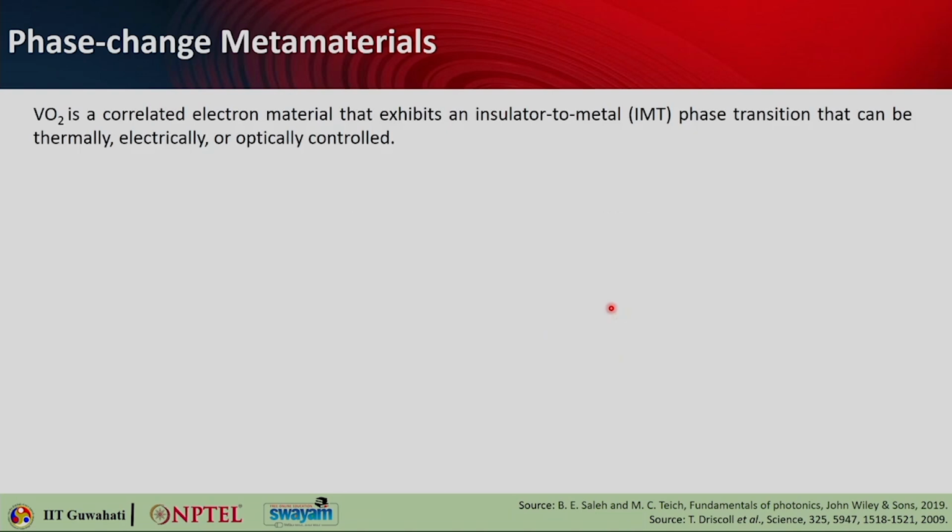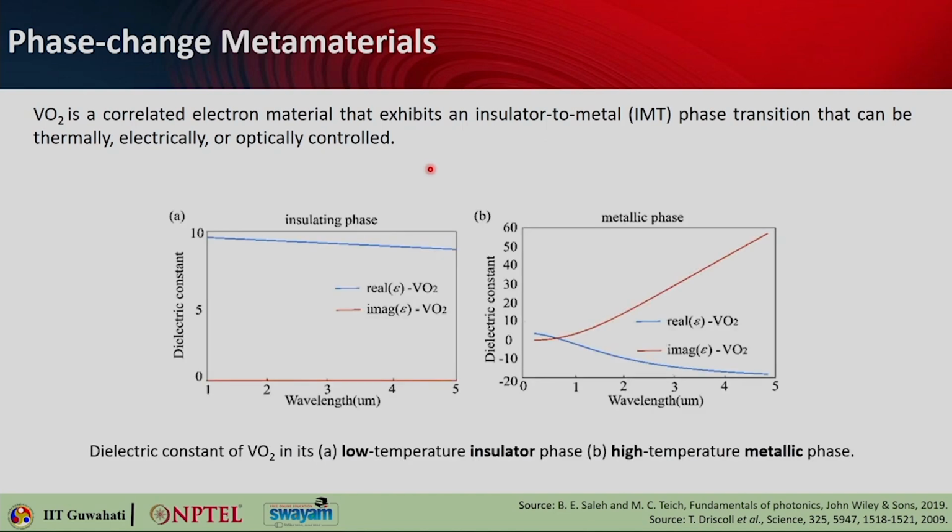So, here we understand that VO2 is basically a correlated electron material that exhibits an insulator to metal phase transition, and this can be activated thermally, electrically or optically. So, what happens when it is in the insulating phase? This is the case when the VO2 is an insulator. It is typically the low temperature phase of VO2.